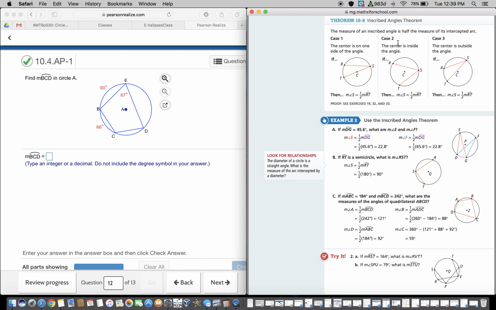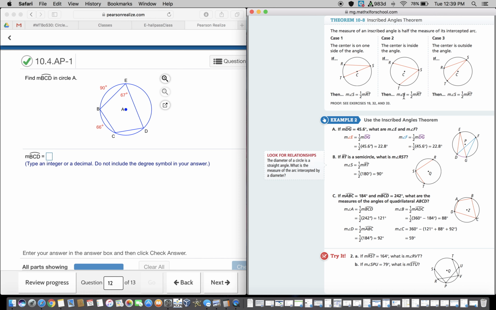So based upon these theorems on the right-hand side, you have the inscribed angles theorem. The measure of an inscribed angle is half the measure of its intercepted arc. Case one, the center is on the side of the angle, as we can see here. Case two, the center is inside of the angle. Case three, the center is outside of the angle.